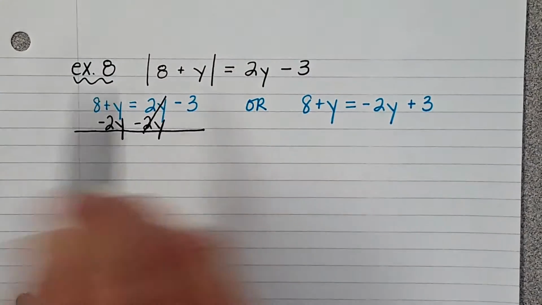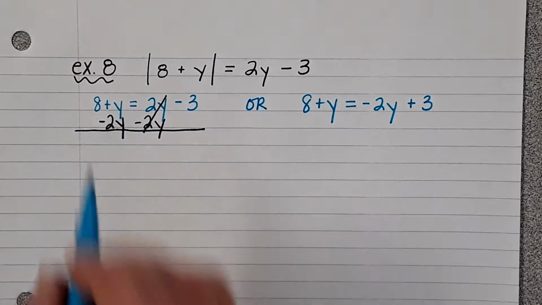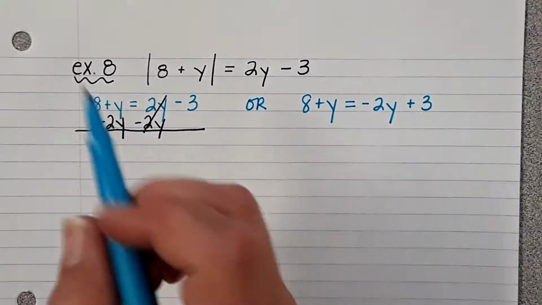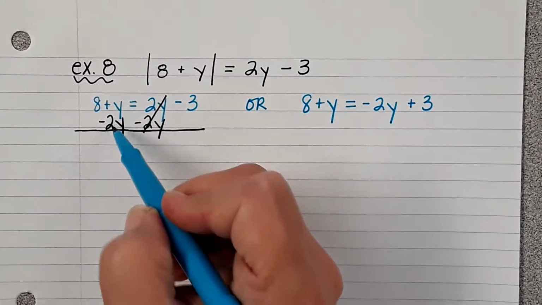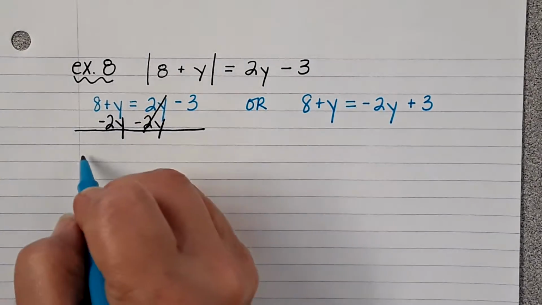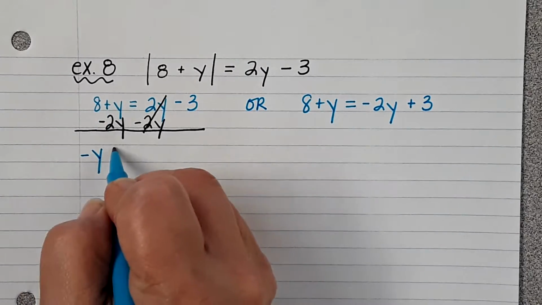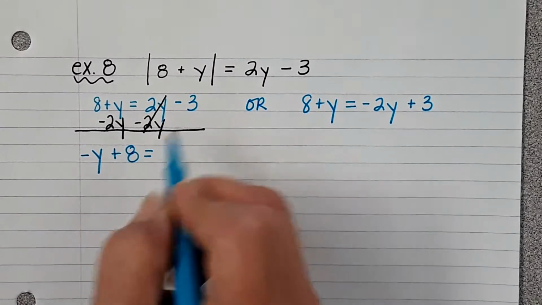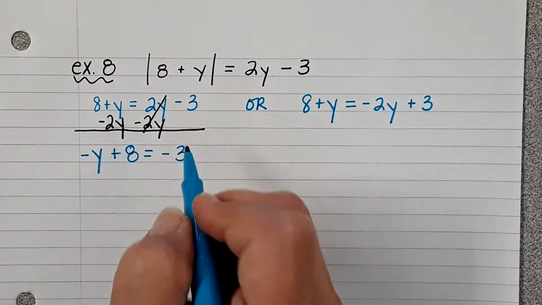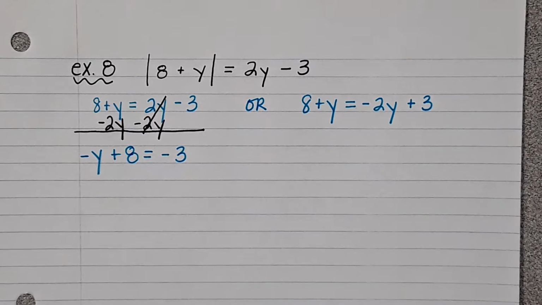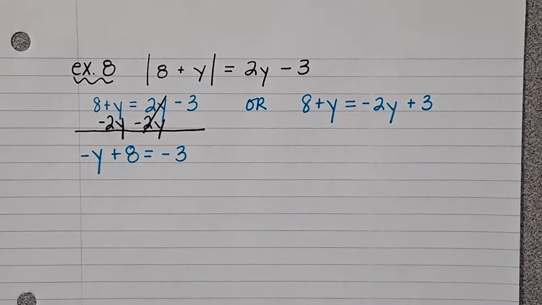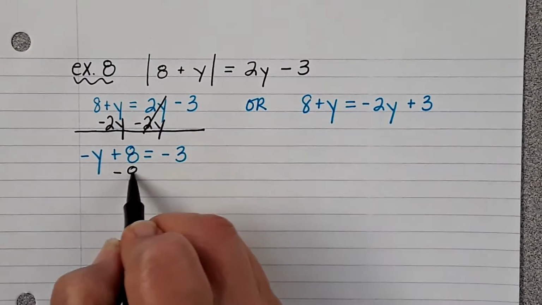So these cancel out. And I'm actually going to write it where my variable is first. So what is y minus 2y? I'm going to write negative y, and then that 8 is positive, so plus 8, and it's going to equal negative 3. Again, you can write it as 8 minus y, but I prefer to write the variable first. That is why I rearranged it. Now I'm going to finish solving this. I'm going to subtract 8 from both sides.